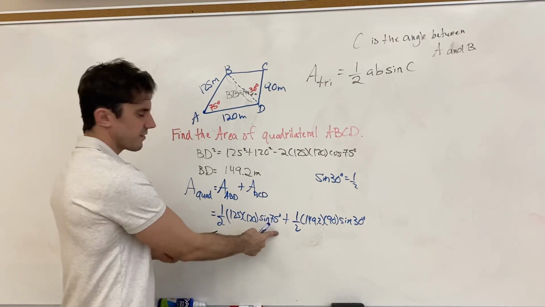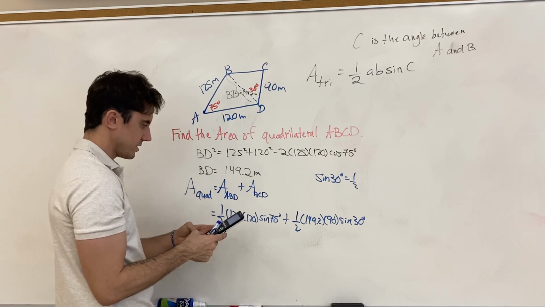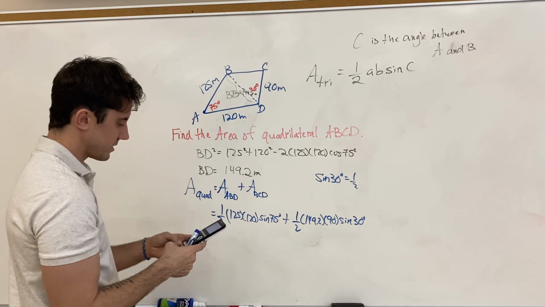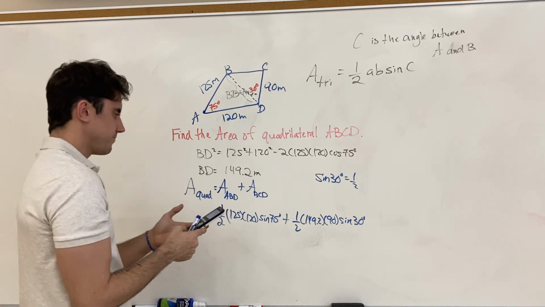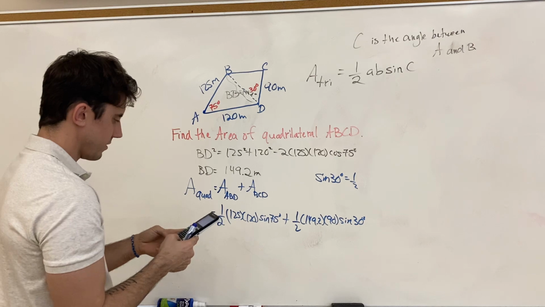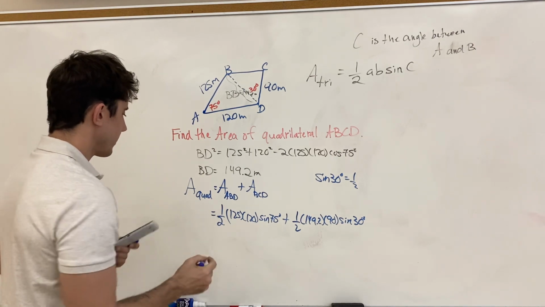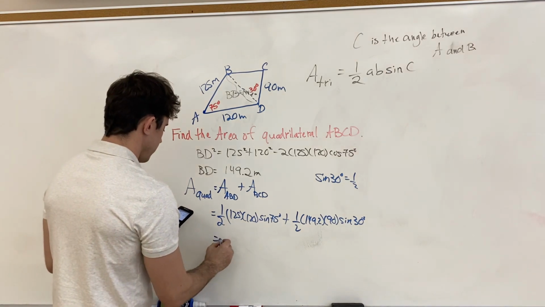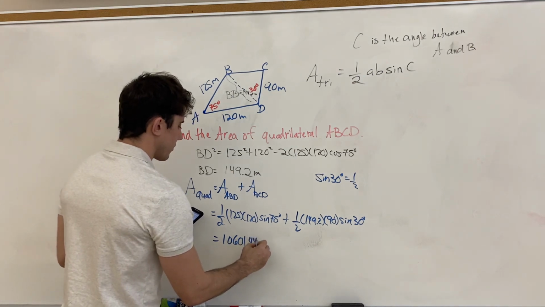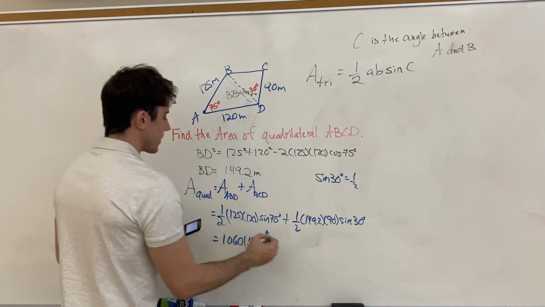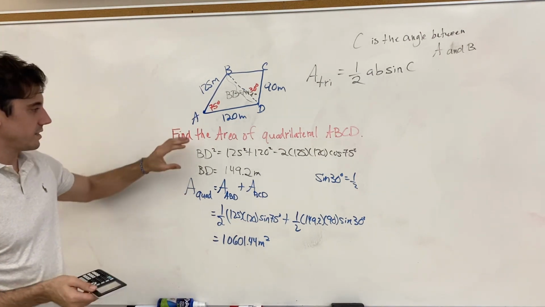That'll be an easy enough calculation to run through. Sine of 75 is an irrational number, so let's go ahead and calculate that out. So we have 125 times 60 times sine of 75 plus 22.5 times 149.2. So we are at an area of 10,601.44 square meters. And we're done. So simple enough.